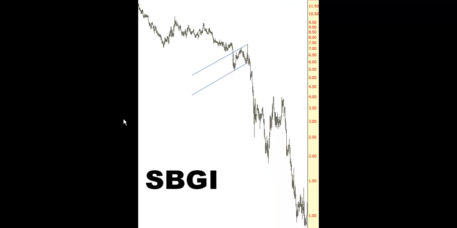So here we have DTE, which is moving down. So here's our flagpole, this area right here. And then we have our flag itself, and the break from that is where we establish our target, the measured move, which very plainly was achieved. Here's another example with SBGI in terms of using the flag pattern as a bearish measurement tool.